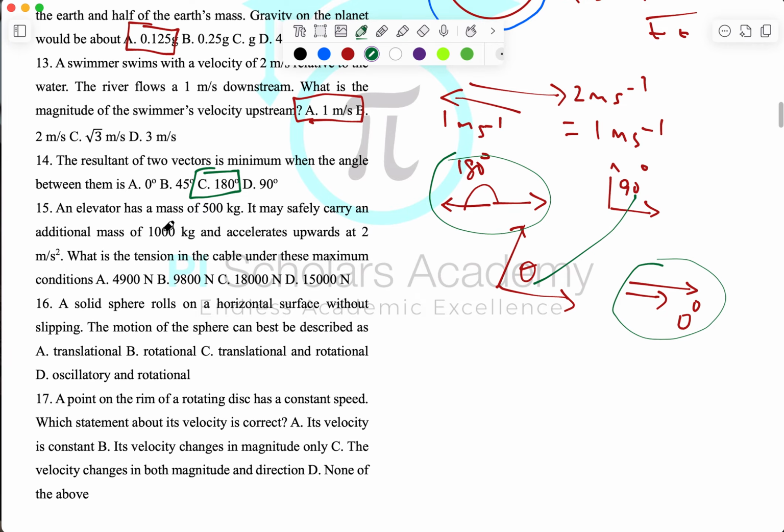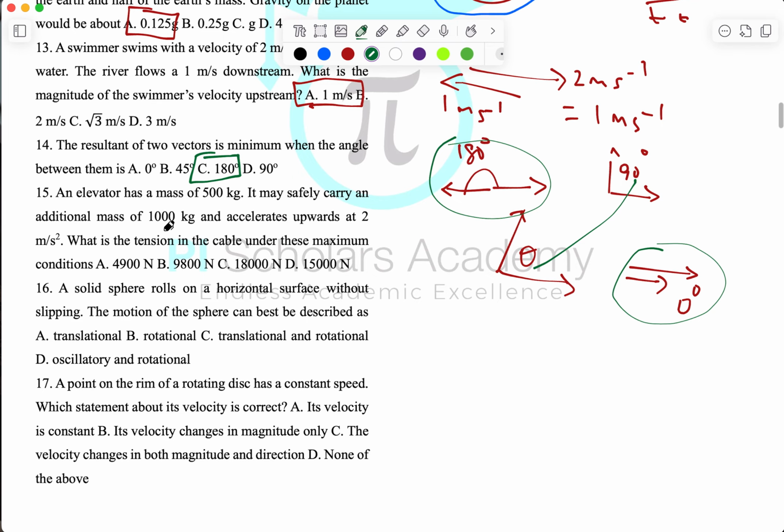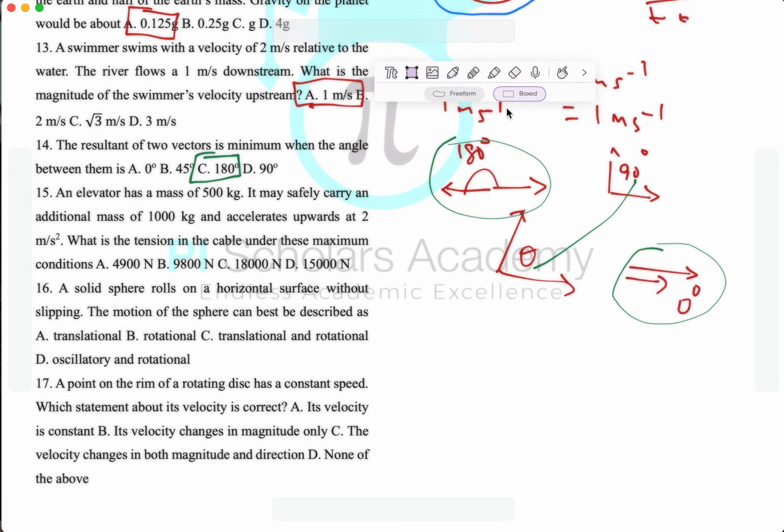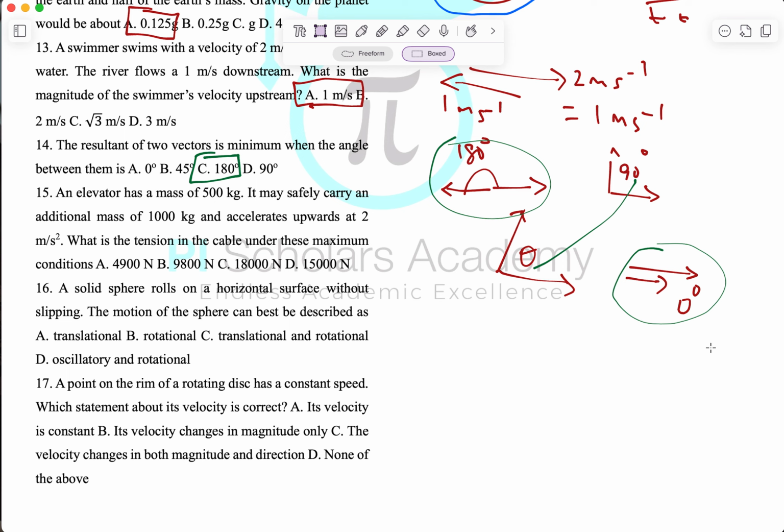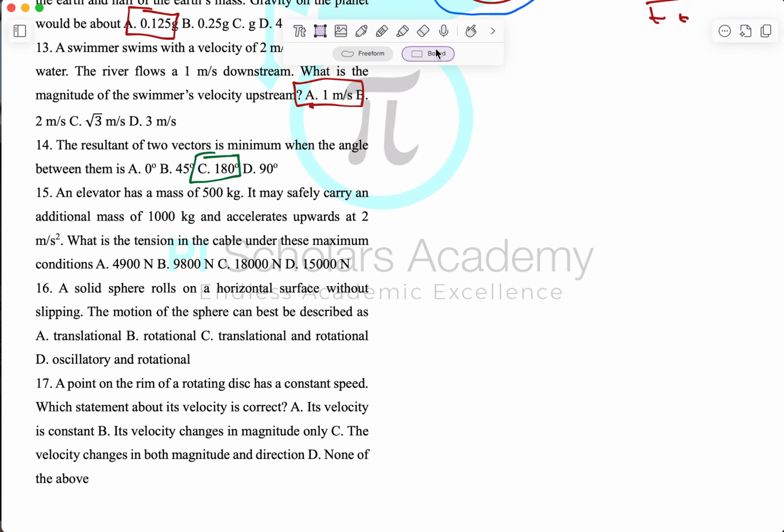The next one, number 15. Number 15 says that an elevator has a mass of 500 kilogram. It may safely carry an additional mass of 1000 kilogram and accelerate upward at 2 meters per second squared. What is the tension in the cable under these maximum conditions? So I'm going to delete this again. Now, let's quickly draw what an elevator looks like. So let's say this is the elevator connected with a cable.